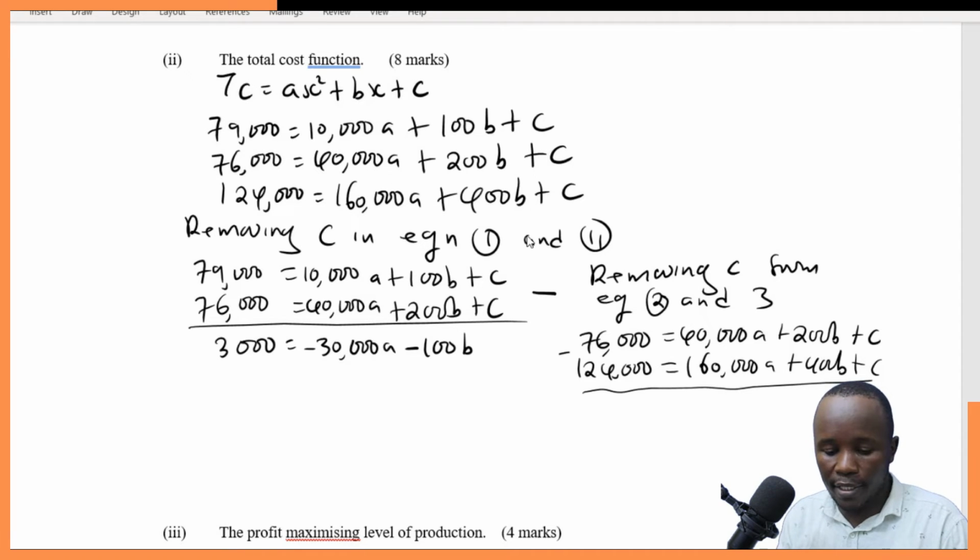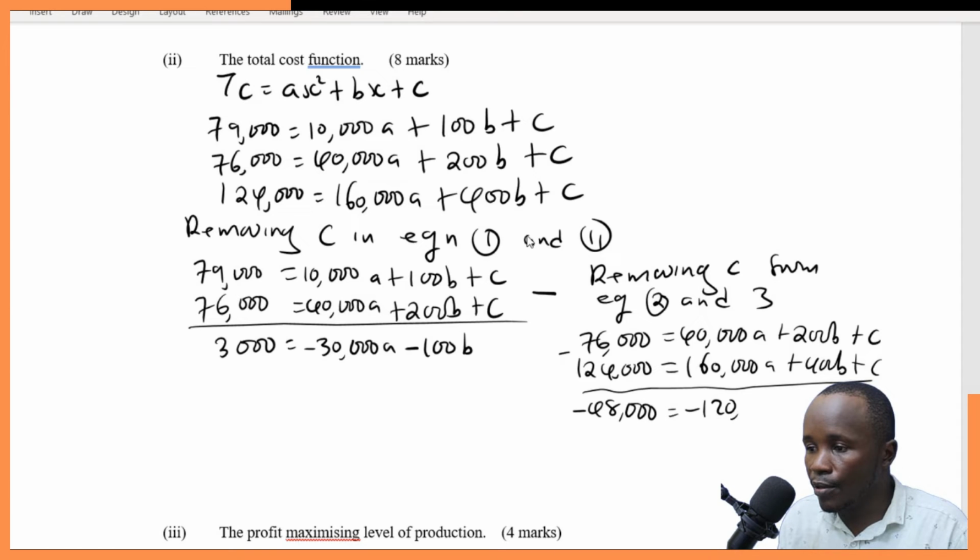Here we have 76,000 minus 124,000. This gives me negative 48,000. Negative 48,000 is equal to negative 120,000A minus 200B. Now I have these two equations. I'm going to solve them simultaneously.